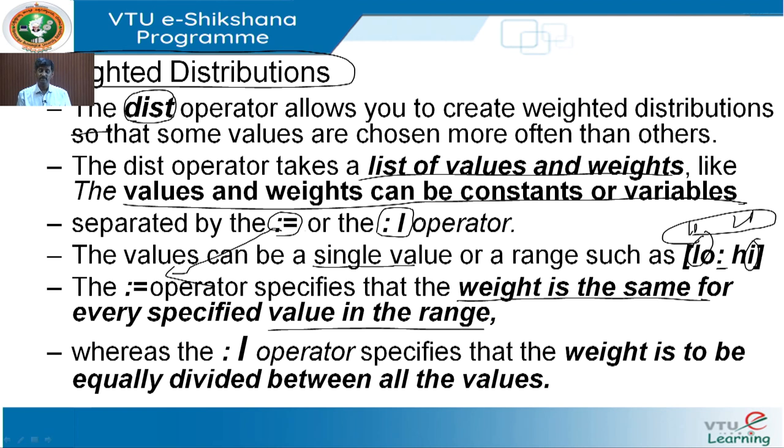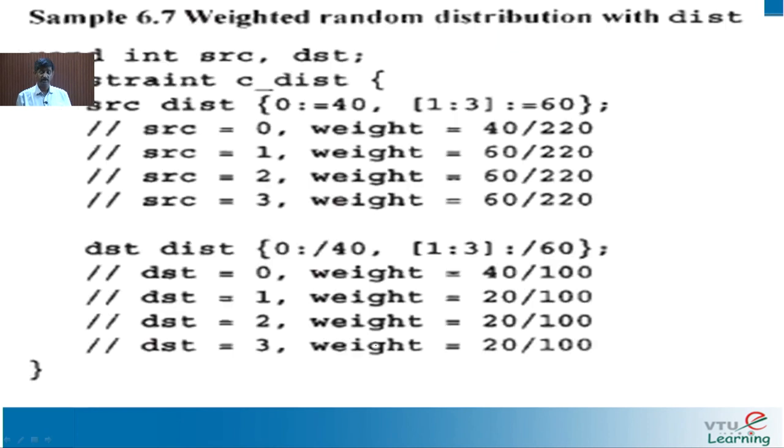You can see that 10, then I am going to 11, then I am going to 12. What is the weight of 10 to 11? 1. 11 to 12? 1. Right? So that is the difference of the values. That is the weight. It is the same within the range specified. Whereas in this operator, the weight is equally divided between all the values. So how many values do I have? I have 10 values here. These 10 weighted values are equally distributed between all the values.